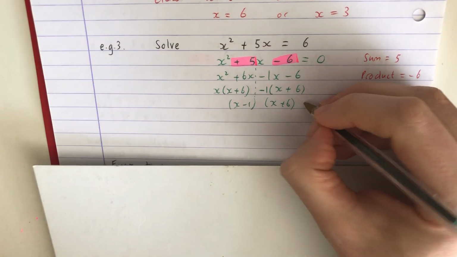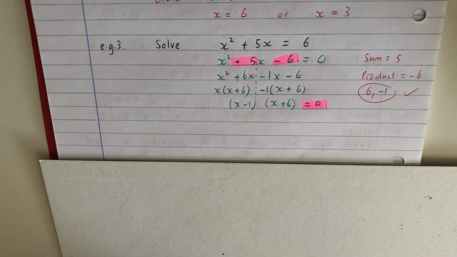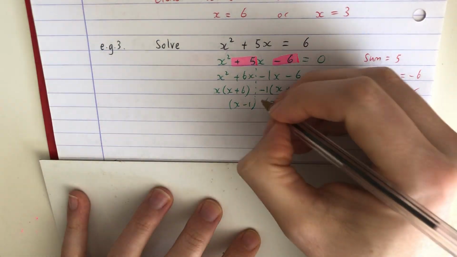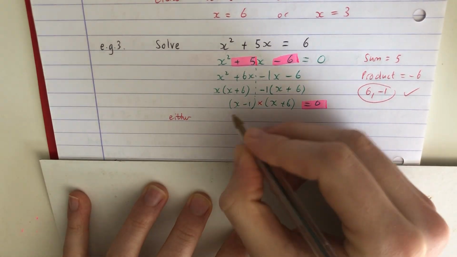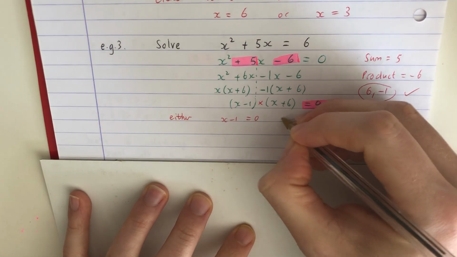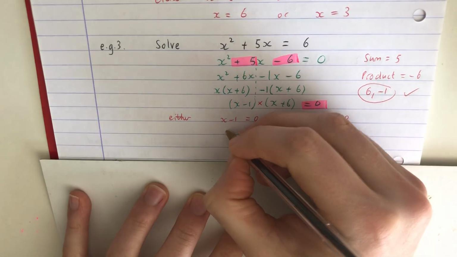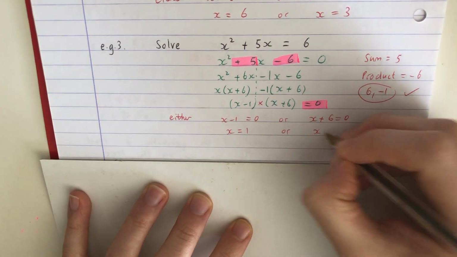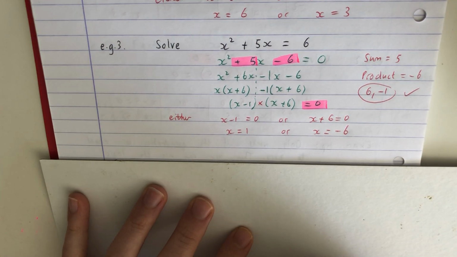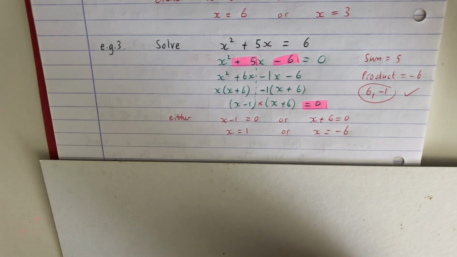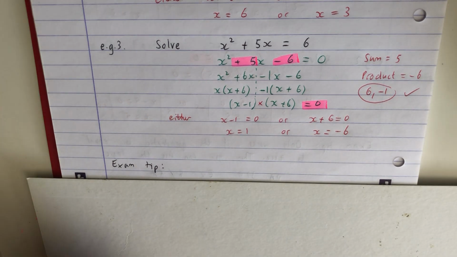Now solve. It's equal to 0. There's the 0, and then the logic from the last lesson is the product of two numbers equal to 0. Either the first thing is 0 or the second thing is 0, to give you the answers: x is 1 or x is equal to negative 6. And yeah, that would be it.